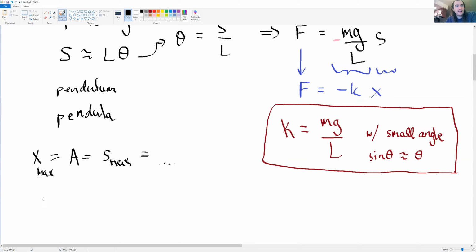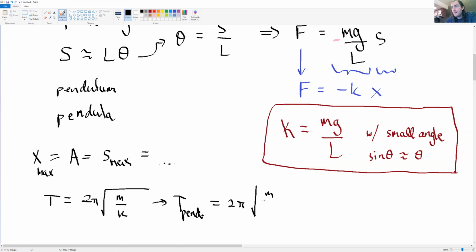And we can repeat the calculation for the period. If you remember, the period was 2 pi square root of m over k. Well, now this translates to the period of a pendulum being equal to 2 pi square root of m over mg over L, run through the algebra machine, and you get 2 pi square root of L over g.